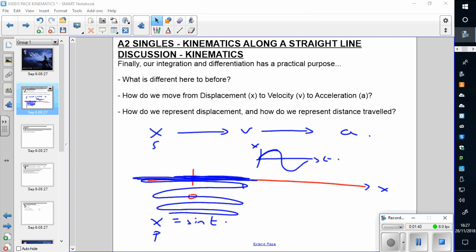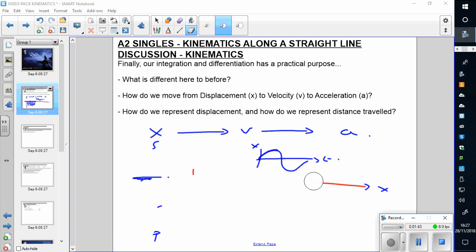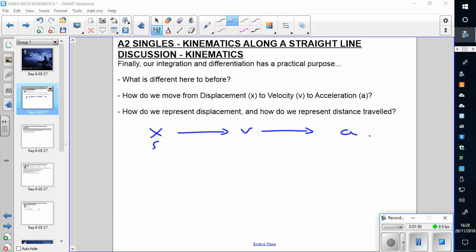So at the moment, we're just talking about particles moving along straight lines. So what's their velocity, what's their position relative to the origin, and what's their acceleration? And how do you move from displacement to velocity to acceleration where we need to differentiate? So you know that v is dx by dt, and you know that a is dv by dt, which we already knew before, that the rate of change of distance is velocity and the rate of change of velocity is acceleration. Okay, so that's how we move from displacement to velocity to acceleration.